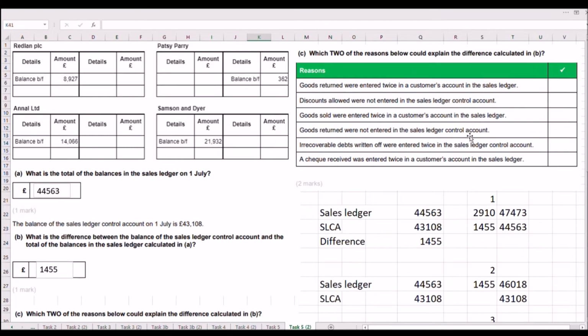And the way to do this is, first of all, this is the difference here, okay? And then you reverse out the journals. So let's just go through and reverse out the journals. Okay, so goods returned entered twice in the customers' ledger. So that would be a credit when we're doing the journal in there.